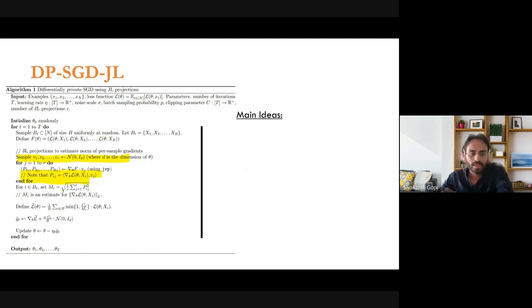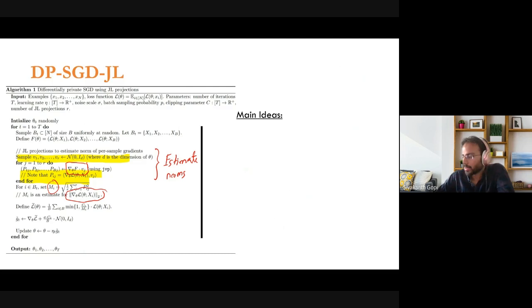Instead of computing exact per sample gradients and then computing their norms and using them to clip, we first estimate the per sample gradient norms. The way you do it is by multiplying the Jacobian on the right by some random vectors, and then using them to estimate the norm of the ith per sample gradient. Let's say this m_i is the estimate for the norm of the ith per sample gradient.